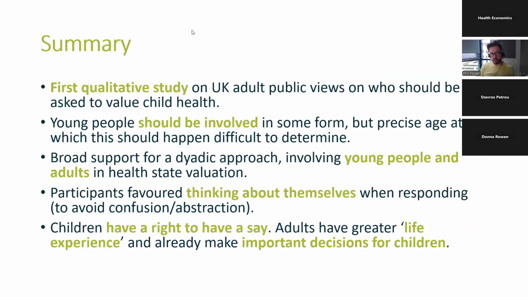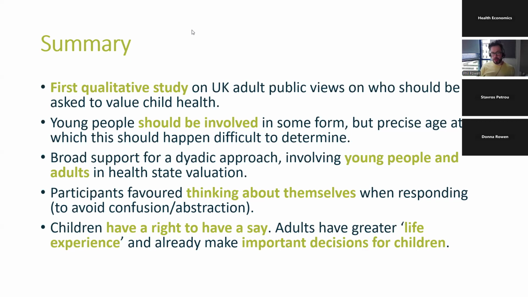So to summarise the findings from study 1, this was essentially, to my knowledge, the first systematic qualitative study that looked at UK adult public views into who they thought in principle should value child health. The overarching takeaway is that they think that young people should be involved in some form, but due to the design of the study and the mixed views, it's not really possible to ascertain exactly at what age they thought children should be involved versus when they should not. But it was clear that there was generally greater support for autonomous involvement when the children got older. There was broad support amongst at least half of the participants for involving adults and children in the process and not just obtaining preferences from children.